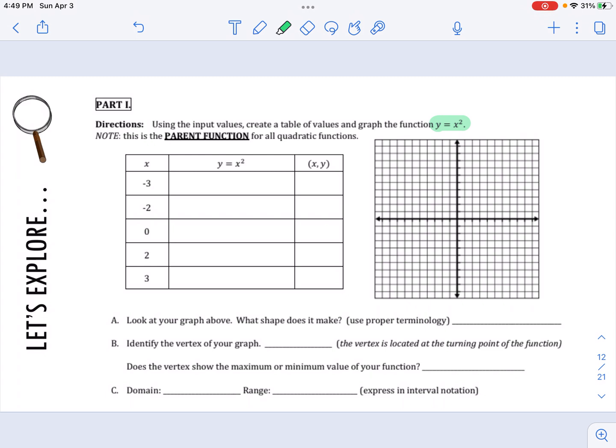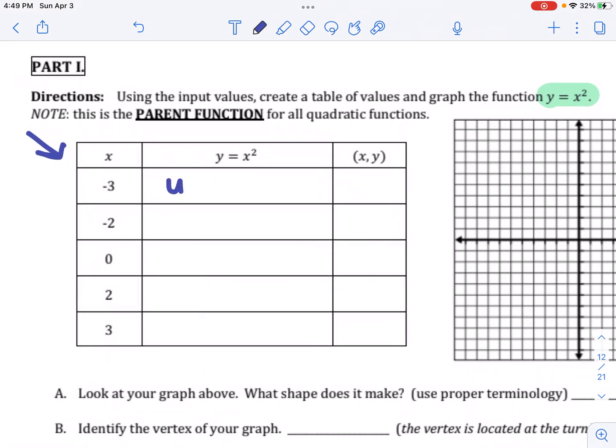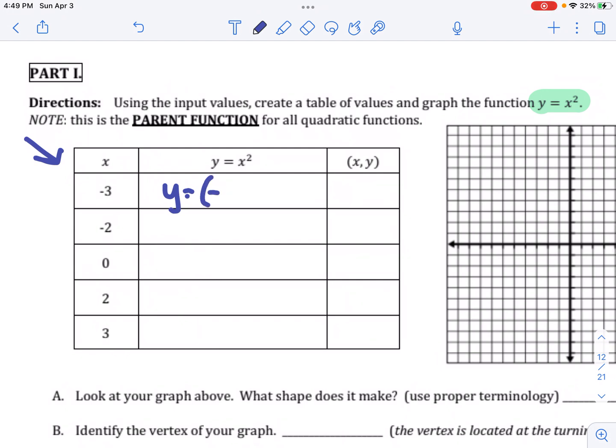As you note on the left-hand side here, we have some input values. We just made some input values up, and now we're going to figure out what the output is. So when I input -3 into my parent function, the first thing we can do is solve that out. That power of 2 belongs to the value of x, so I need to put that in parentheses. So when x is -3, my y value is 9. So we're left with the point (-3, 9).